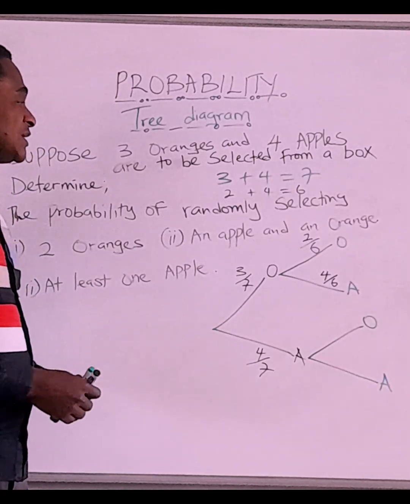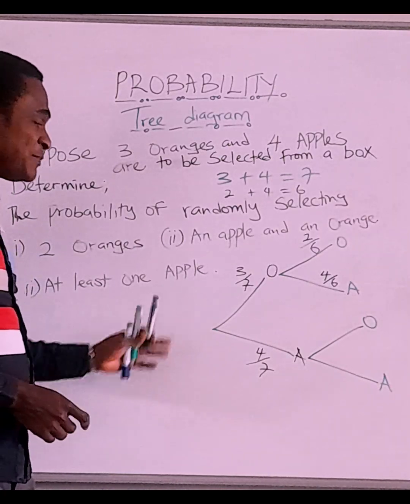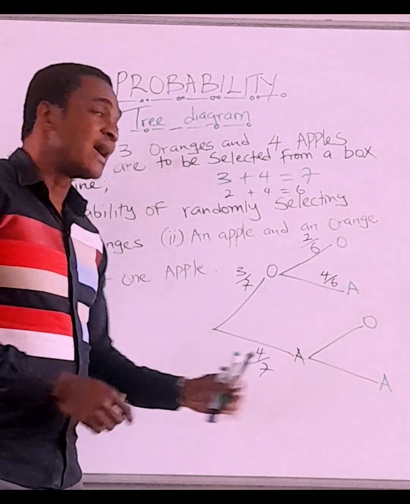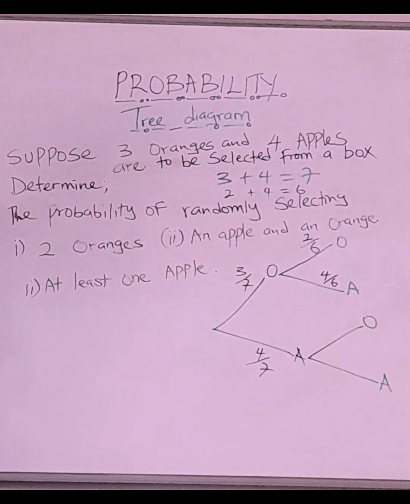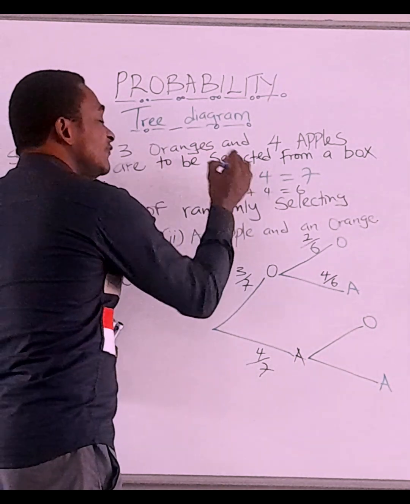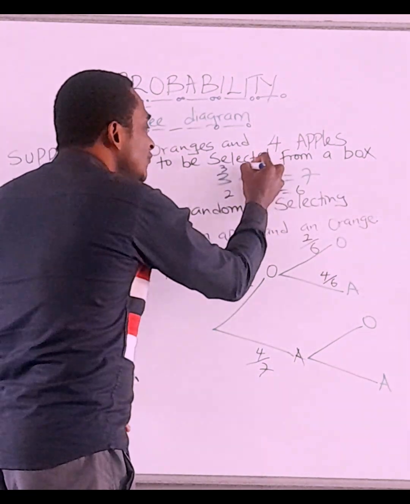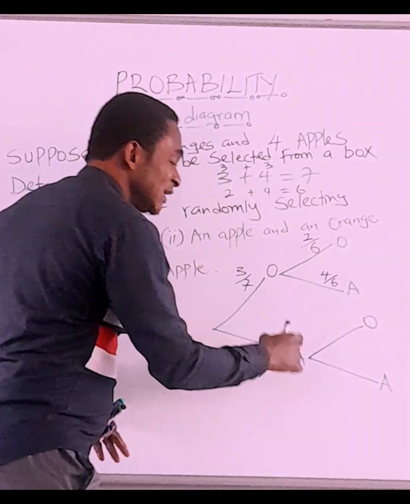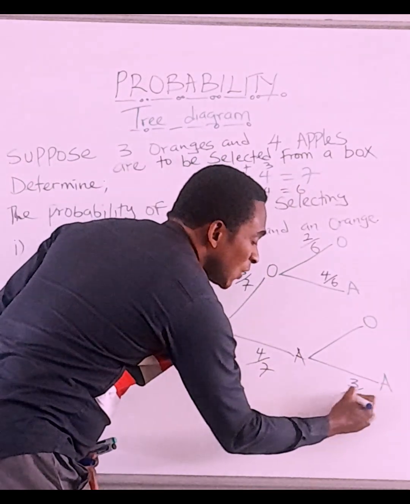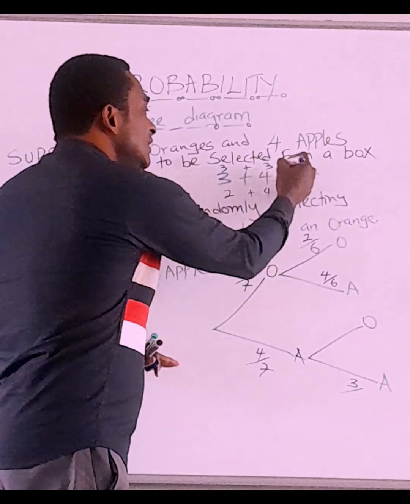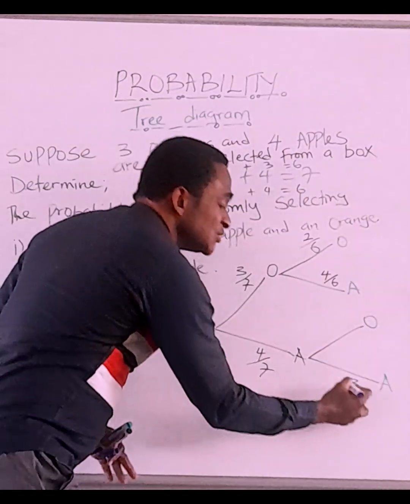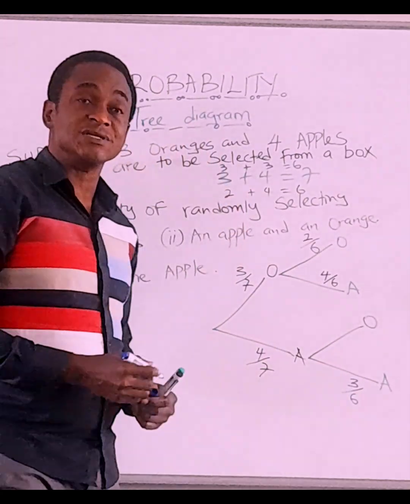Now, let's go check the case of an apple. If I pick an apple in the first place, I have 4 apples. That means I'm left with 3 apples. If the first draw was an apple, I'm left with 3 oranges and 3 apples now. So my next option for an apple, I have 3 options. But I have also reduced the total number of outcomes, so I have out of 6.